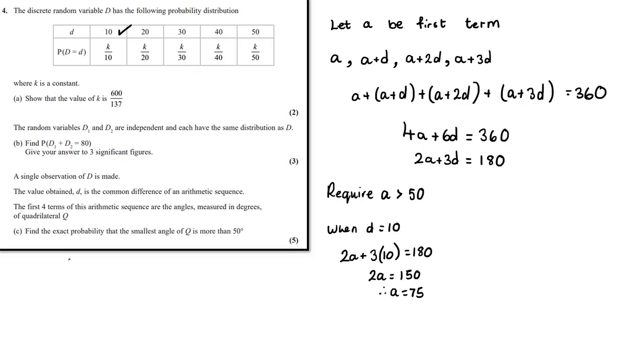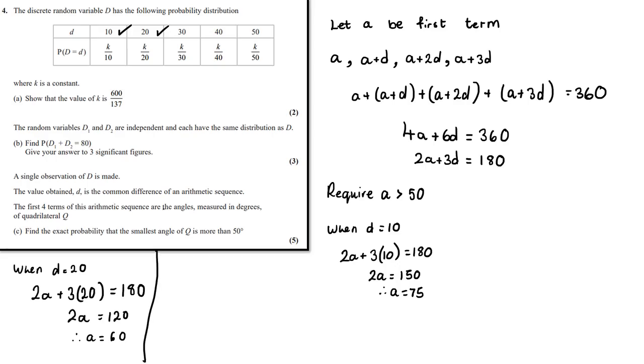So when we say D equals 20, what would we get here? Well, I'm going to get 2A plus 3 lots of 20 is equal to 180. And again, just solving for A here, I get 2A plus 60 is equal to 180. So therefore, 2A is equal to 120. And therefore, A will be equal to 60. Okay? And again, it works when D equals 20. So we'll give that a tick. So let's keep going here.